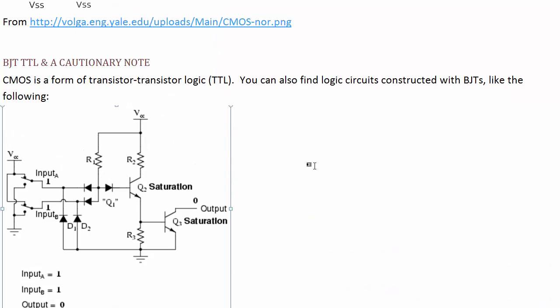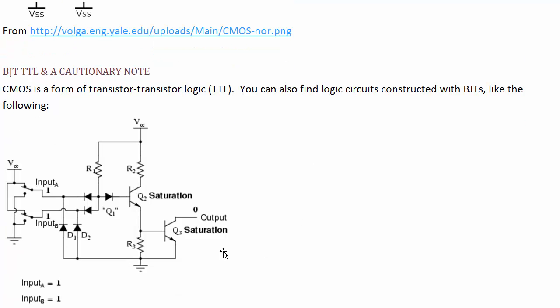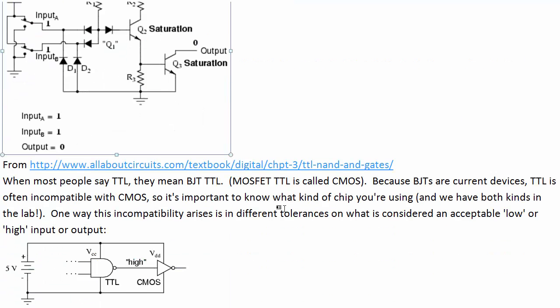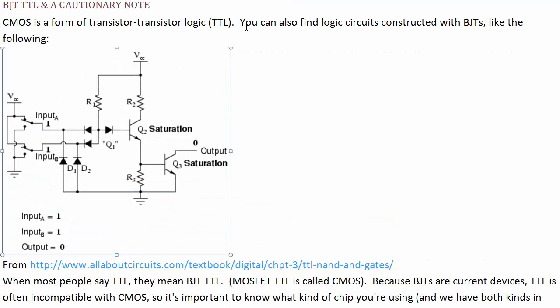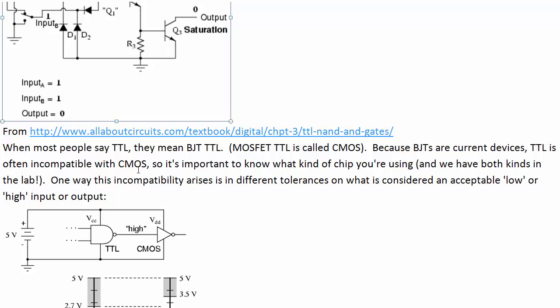And this is still used, even though MOSFETs are very common for computer chips. For bigger chips where the size and the heat advantages of MOSFETs don't really come into play, and you'd rather just have larger currents possible, then BJTs are often superior. So you have to be aware that these circuits exist as well. And because BJTs are fundamentally current devices rather than voltage-controlled devices, they're often incompatible with CMOS.